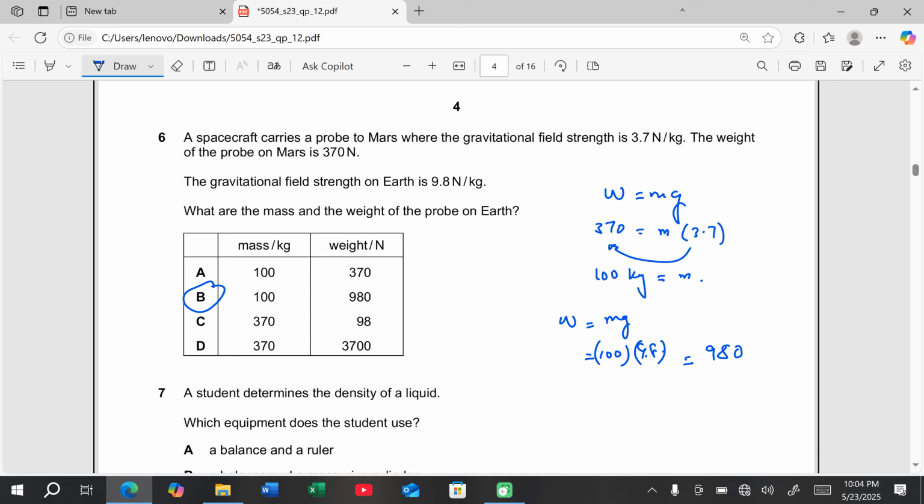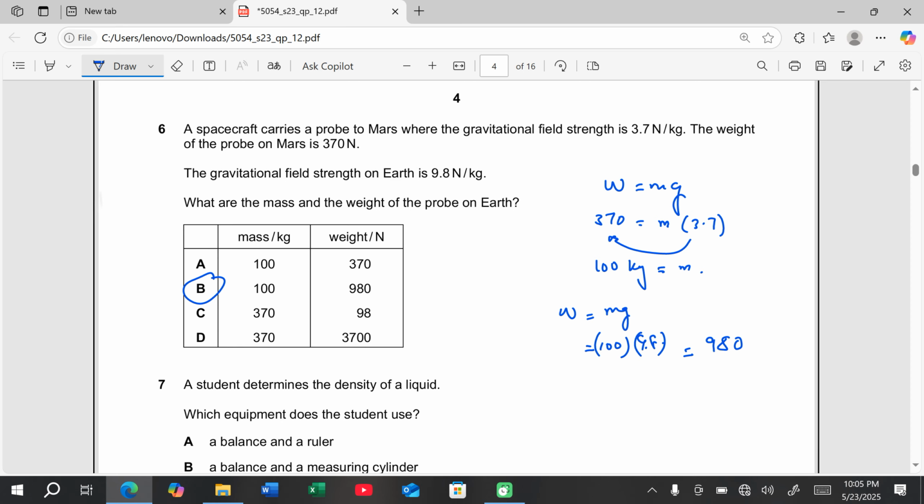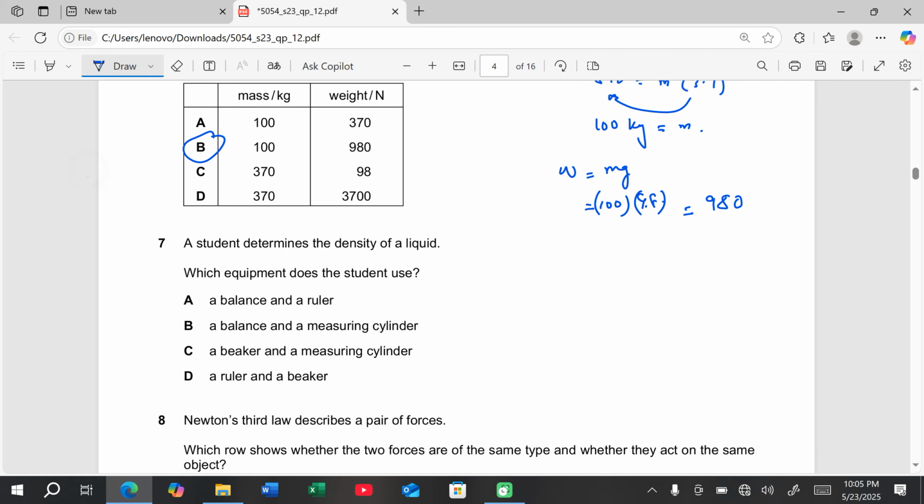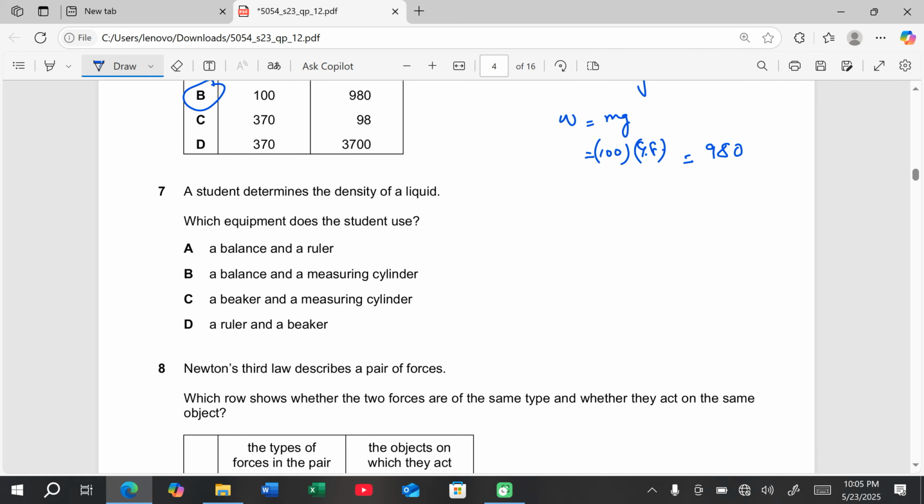In question number 7, the student determines the density of the liquid. Which equipment does the student use? Since he's asking for the density of the liquid, he'll be using a measuring cylinder for the volume and a balance for the mass, since density is equal to mass over volume, right?